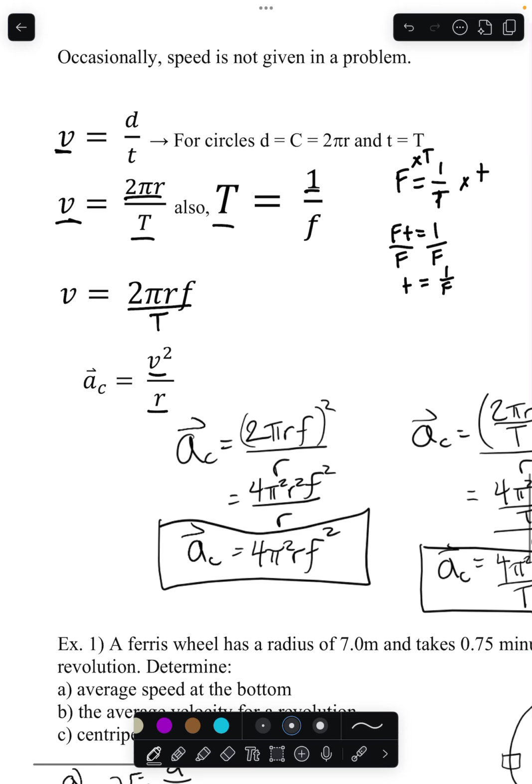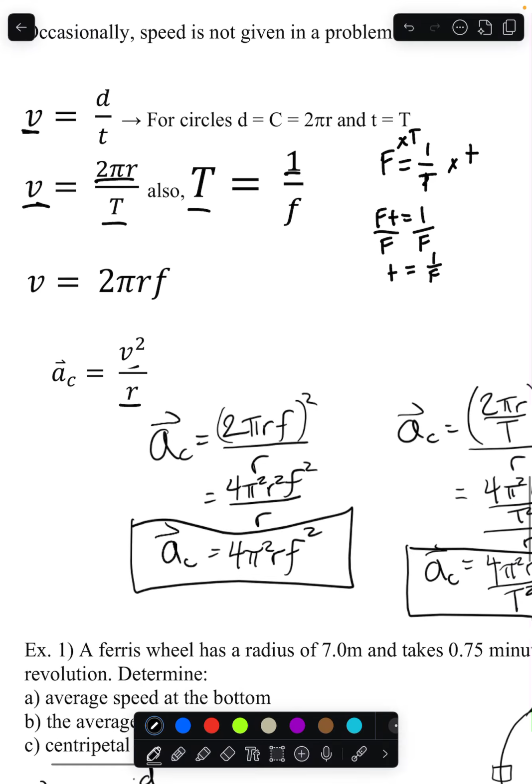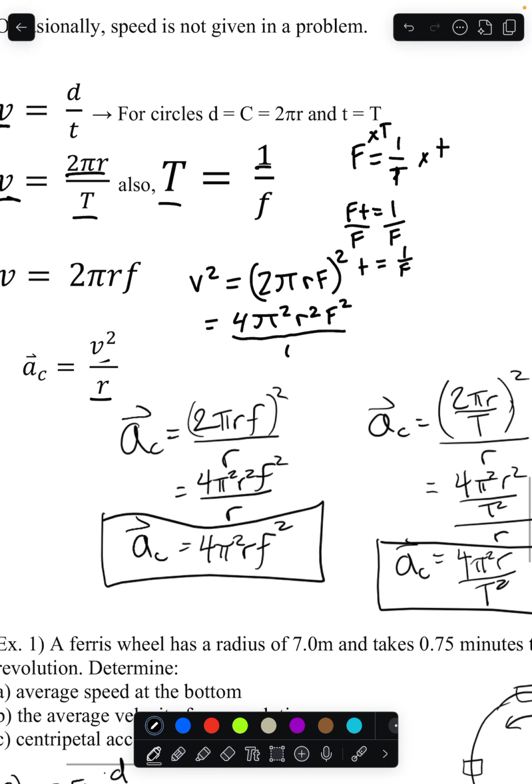And remember, if we recall, our v is also equal to this over here. So we can write v squared as this entire thing squared. If we rewrite that, that would be 4, because 2 squared would be 4, pi squared, r squared, and f squared as well, all over 1, if you really want to think about it like that.